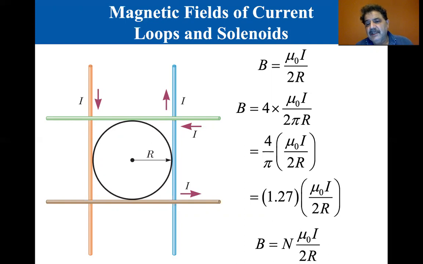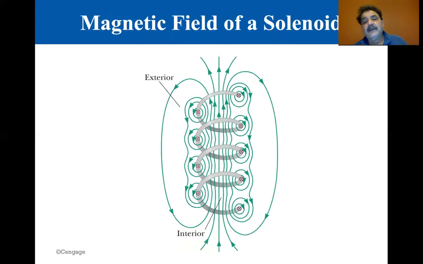So that's just showing that B is equal to mu zero I over 2R times the number of turns. And so if you keep adding turns, you increase the magnetic field. So this is what you get when you have a solenoid.